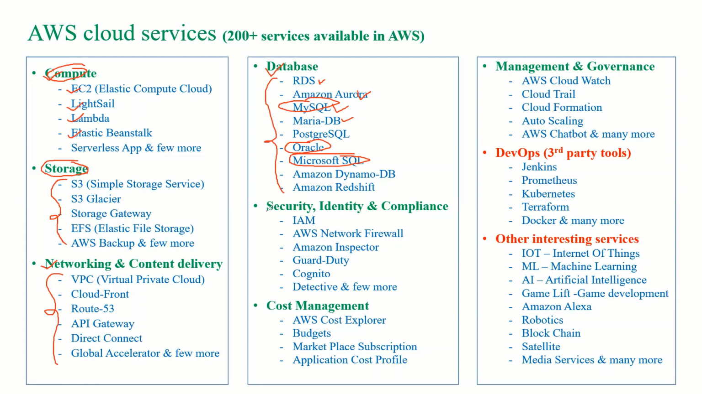Next, we have another very important service, which is called security, identity, and compliance, where we have IAM, Identity and Access Management. We'll touch upon all these things in detail. And further, we have cost management and governance. So we will touch upon the DevOps tools. We will not go into detail, in depth, but we will touch upon them and learn what the different tools are that are available.